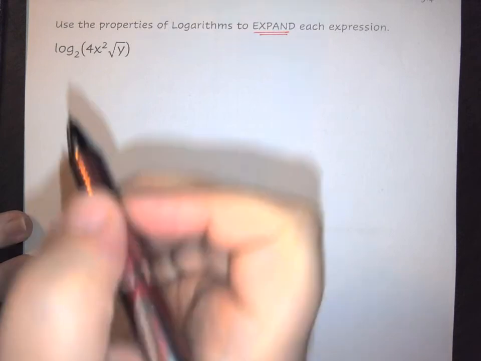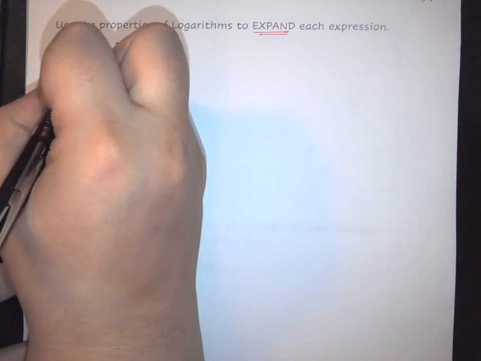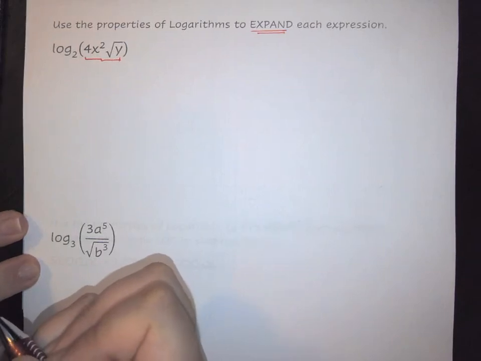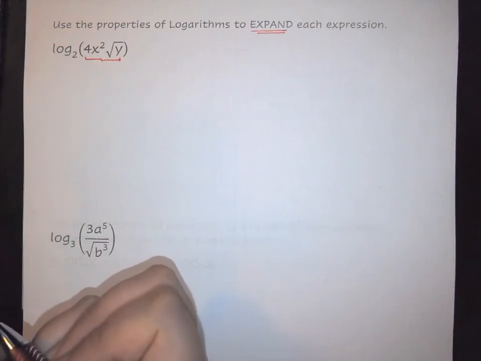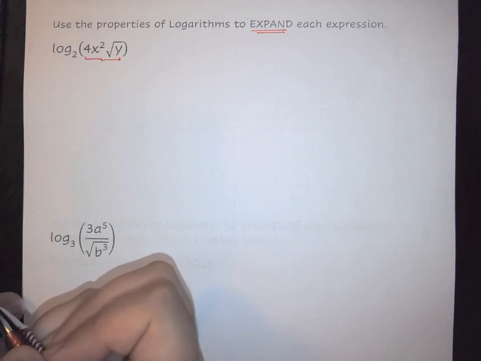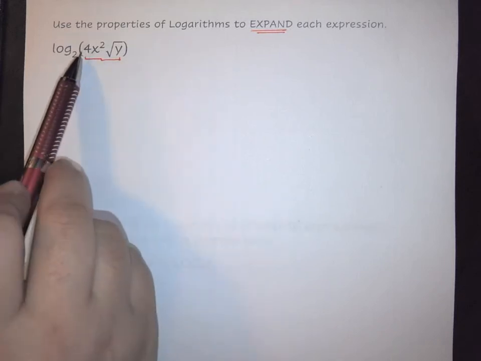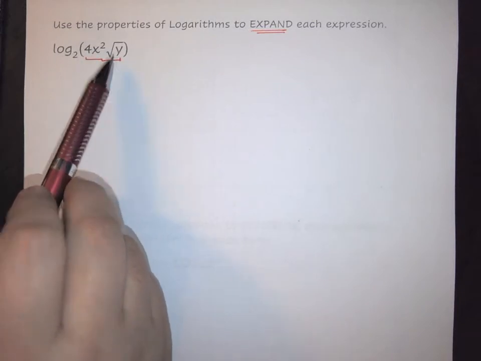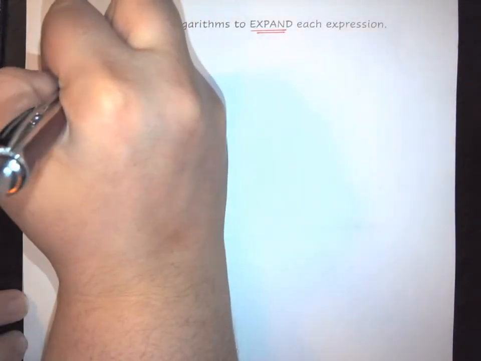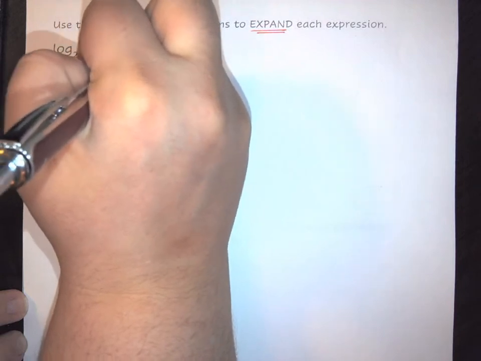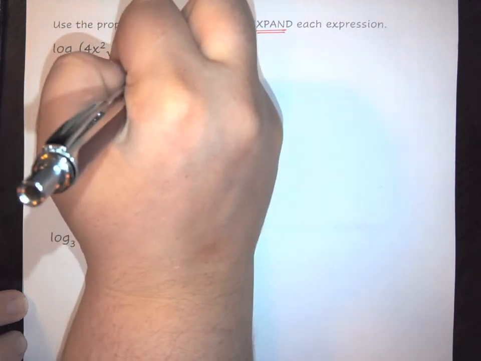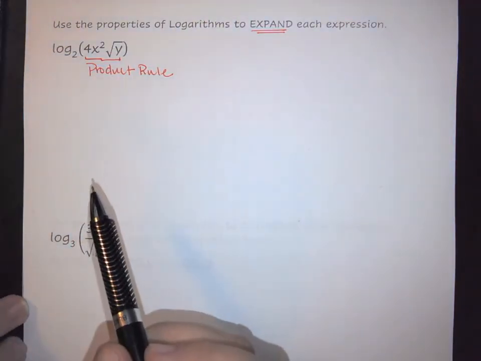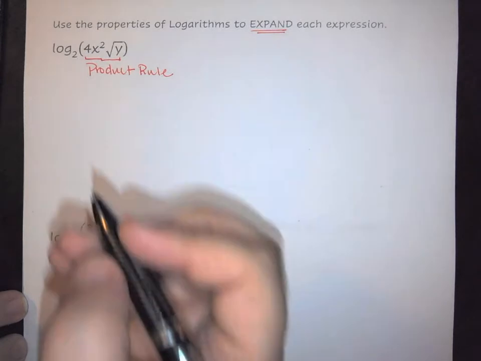Something small is the fact that we have all of this stuff inside these parentheses, and to expand it out says that we want to make this larger. So we want to break these down by the properties we have. I have 4 times x squared times the square root of y. The first thing I need to look at is your product rule. The product rule says that you are going to expand everything through the use of addition.